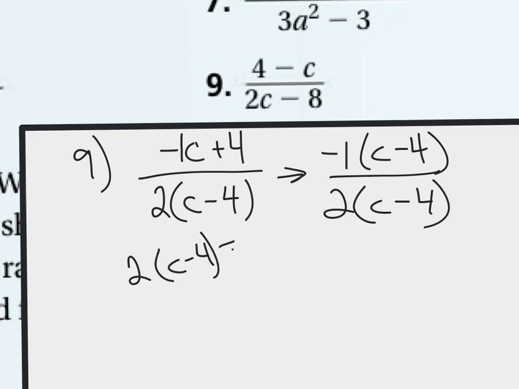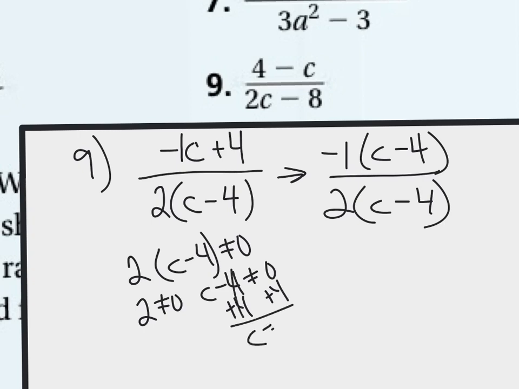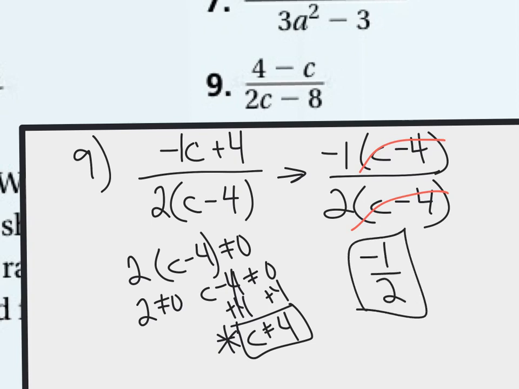And excluded values, if you want to do that at the beginning, I know sometimes it's easy once you get going on the problem. It's easy to forget about the excluded values, so if you want to just do that right away before you start working, that would probably not be a bad idea. So c cannot equal 4, and then we can cancel these c minus 4 factors, and then that would be left with -1/2. So this reduces to -1/2 as long as c is not equal to 4.